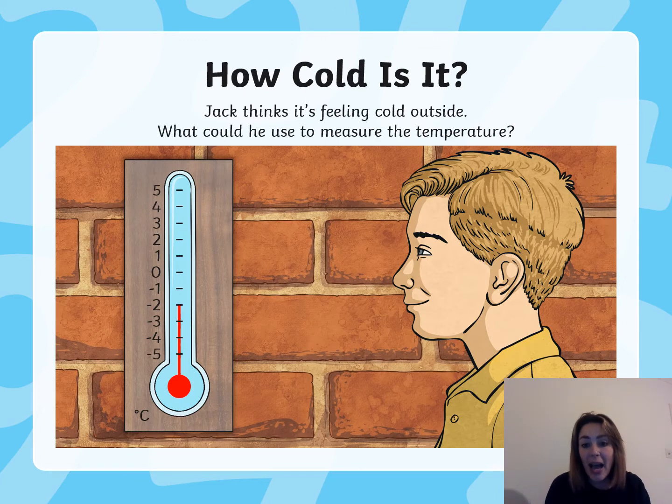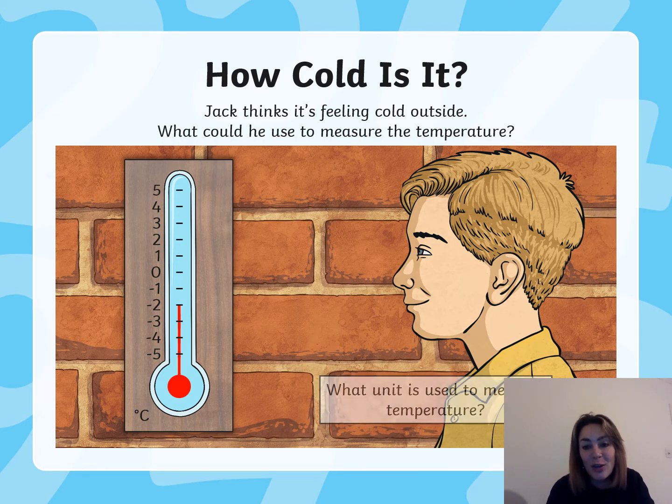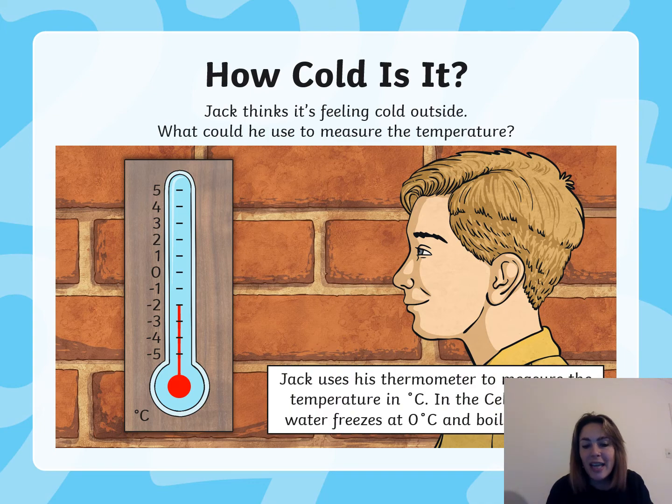When we're thinking about how cold something is, you would use the thermometer to measure the temperature. The unit used to measure the temperature is degrees Celsius. Water freezes at 0 degrees Celsius and it boils at 100 degrees Celsius.